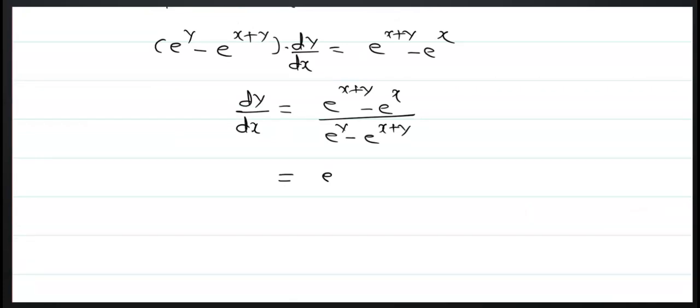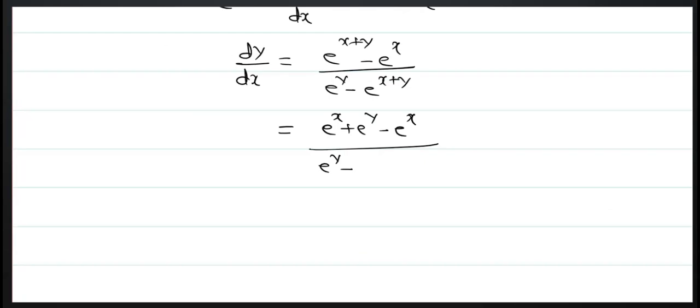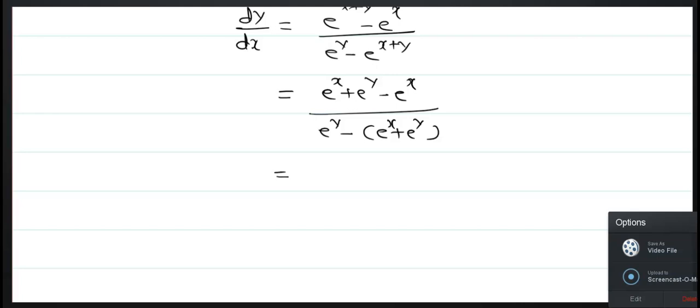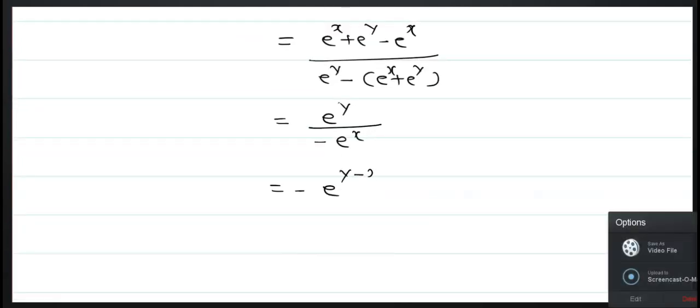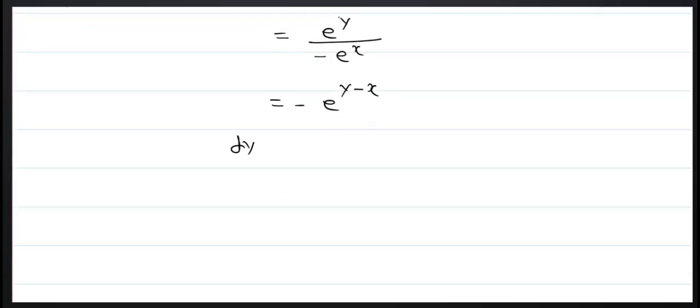Then substitute the value. e raised to x plus y means e raised to x plus e raised to y. So the numerator is e raised to x plus e raised to y minus e raised to x, and e raised to x plus and minus will get cancelled. The denominator is e raised to y minus, in bracket, e raised to x plus e raised to y, and there e raised to y will get cancelled. Therefore, you will get minus e raised to y minus x. This is dy by dx, and hence it is proved.